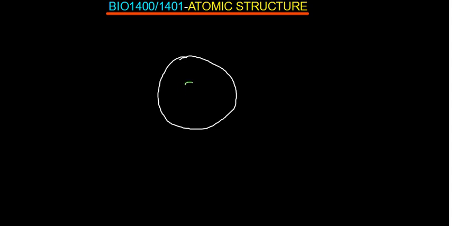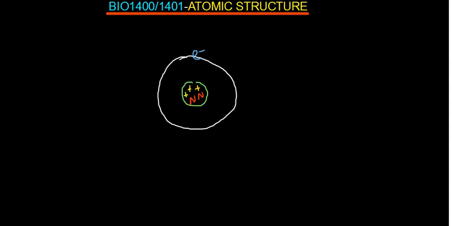And these two are found in the nucleus. So we have got the positive protons in the nucleus. Let me put just positive there. And then we have got the neutral neutrons in the nucleus. So I'm going to put N to represent neutrons. And we know that electrons are found in energy levels. So we're going to have an electron there that's in a shell.